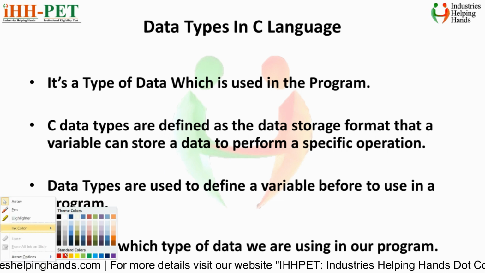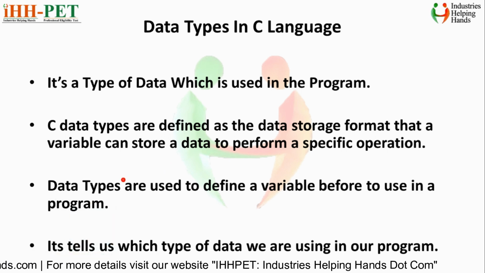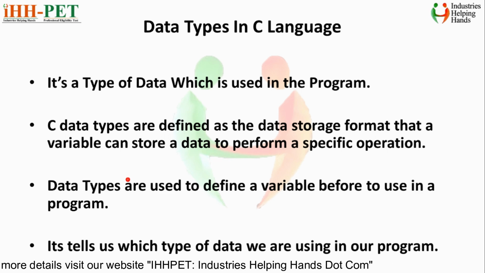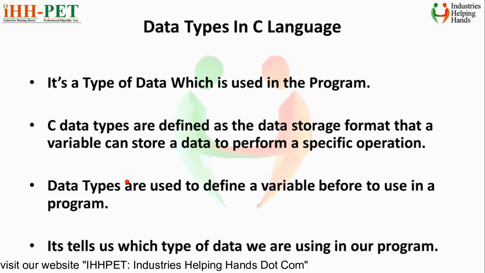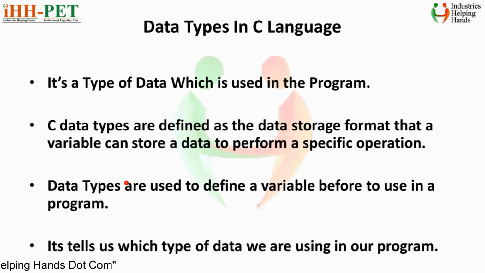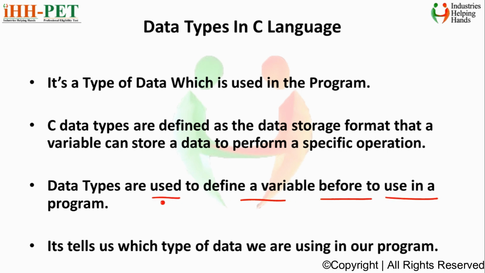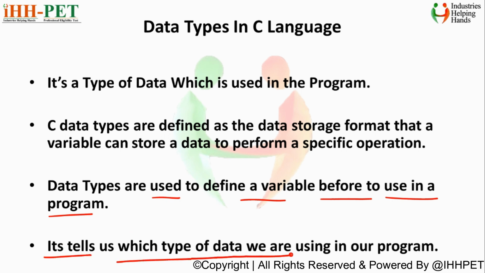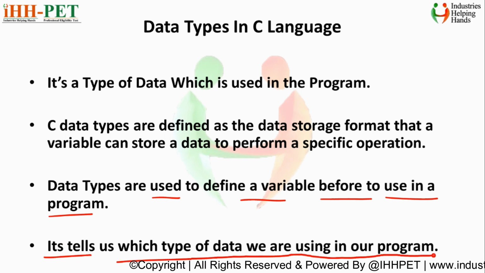Whenever we define a variable or use any data in C language, we have to specify the type of the data so the compiler knows what type of data to expect. Or you can say in simple language, data types are used to define a variable before using it in a program. And it tells us which type of data we are using in our program.